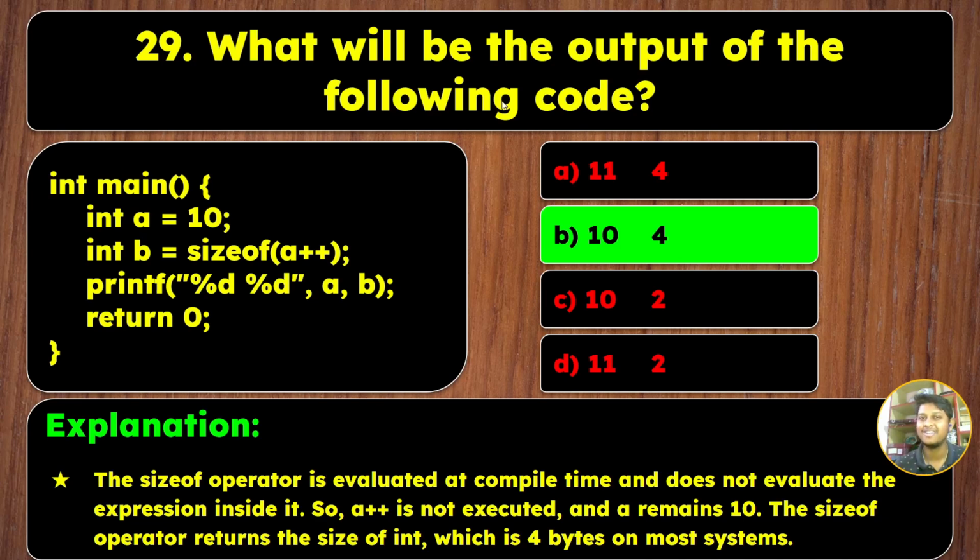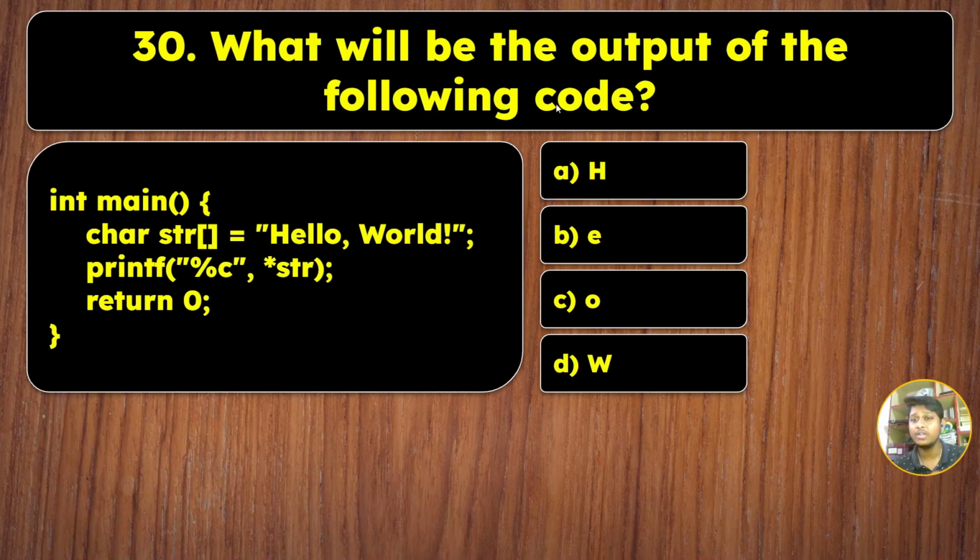So let's jump to our next question. What will be the output of the following code? We have our main method, and inside that we have defined a character type array, str, and inside that we are trying to store the string "hello, world". After that, we are simply printing %c and *str. This is an interesting question. You have to look at this question carefully.